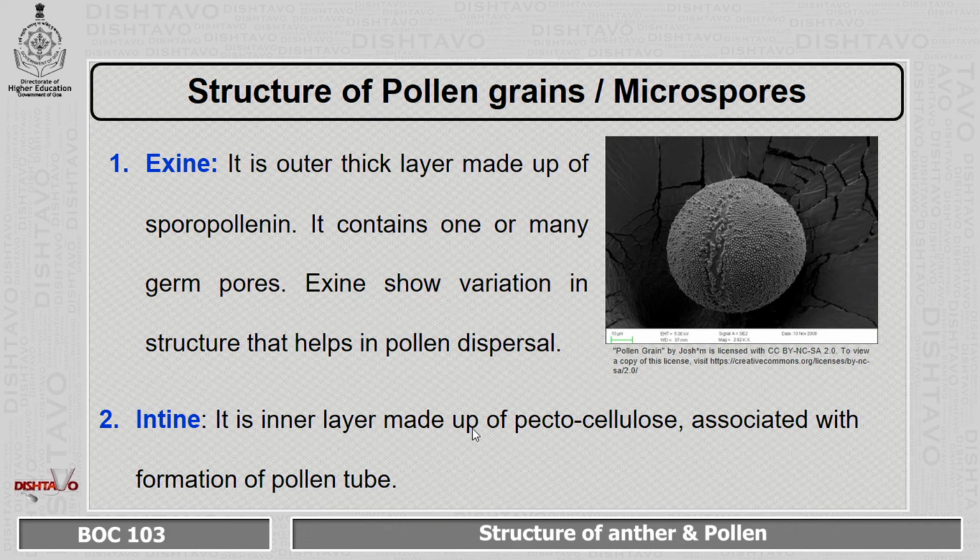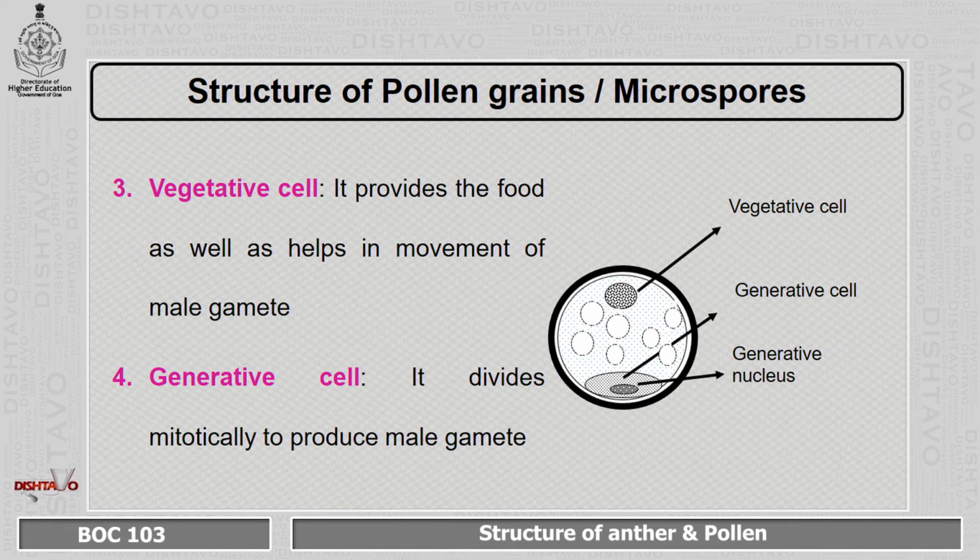Intine, which is the inner layer, it is made up of pectocellulose in contrast to sporopollenin of exine, and it is associated with the formation of a pollen tube. Pollen tube formation takes place when the pollen grain attaches to the stigmatic surface.